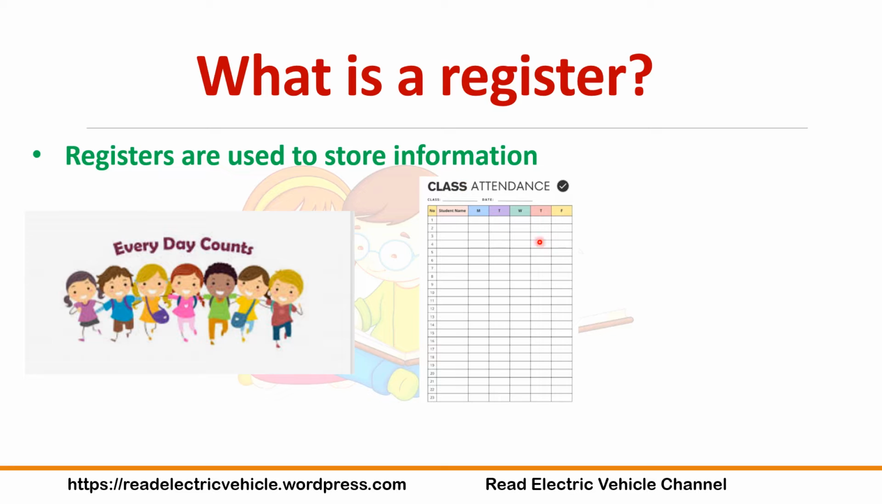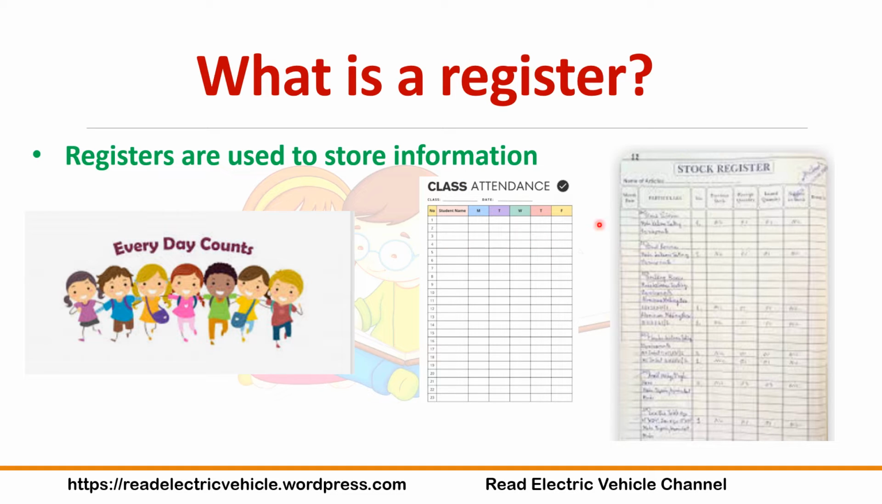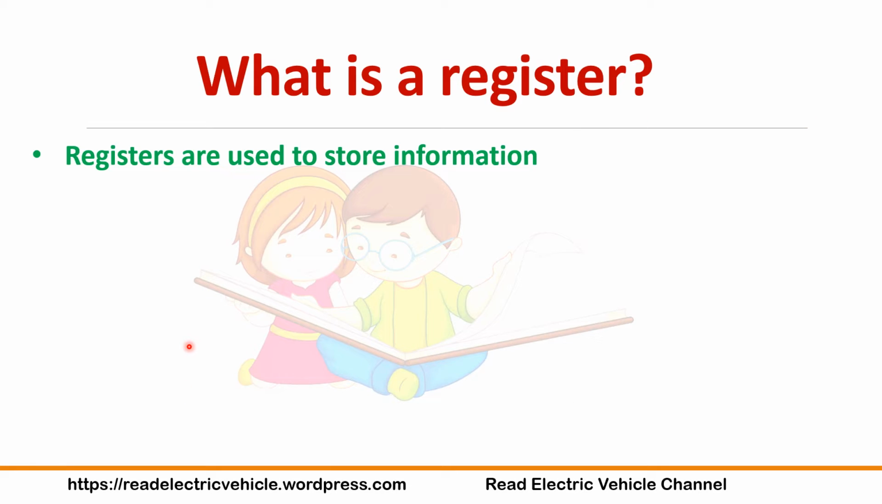That is called a class register, and we have a stock register where they record the number of items available in the lab or the number of books present in the library. So a register is something which is used to store information. We saw registers are used to store information.